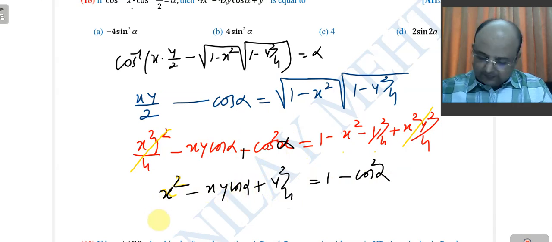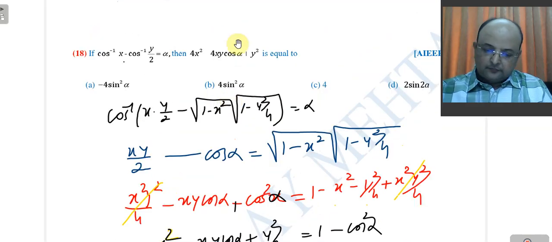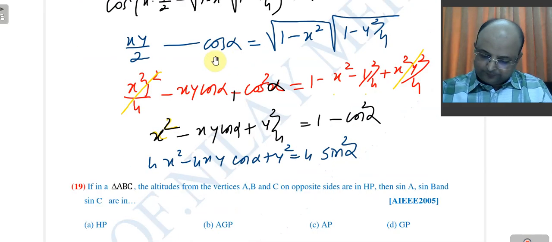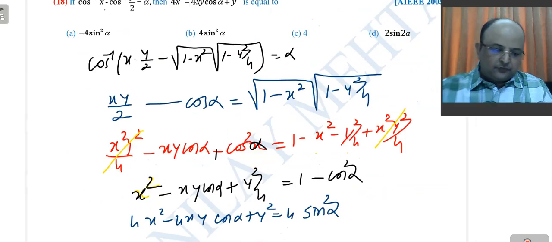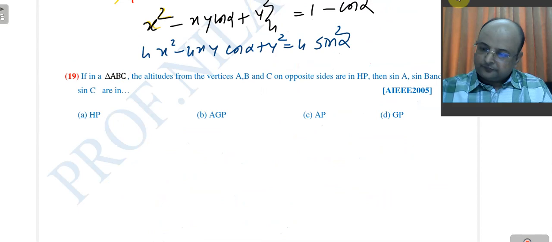We take LCM, so that is 4x square minus 4xy cos alpha plus y square, 4 into 1 minus cos square alpha, that is sin square alpha. So I think this was your left hand side, 4x square minus 4xy cos alpha plus y square, that will be 4 sin square alpha. Can you observe that answer? Yes, it is here. So fine, you are true.